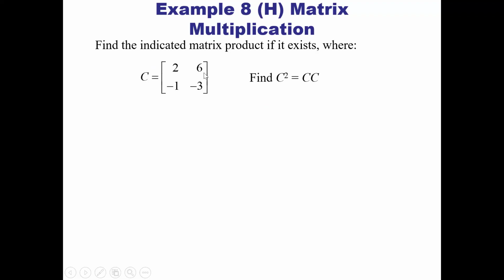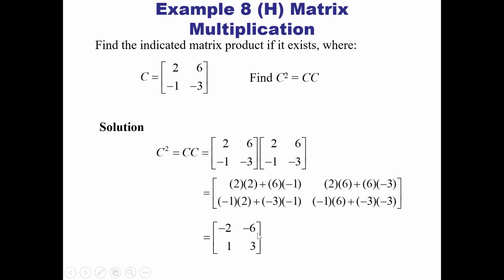What about C times C? Well, this is a 2 by 2 times a 2 by 2, so this will work. And so writing it out, we'll have 2 times 2 is 4, and then minus 6 is going to give us a minus 2, and then we'll have a 12, minus 18, so minus 6. And so we can work our way through it, and we get our C squared, which is just C times C.